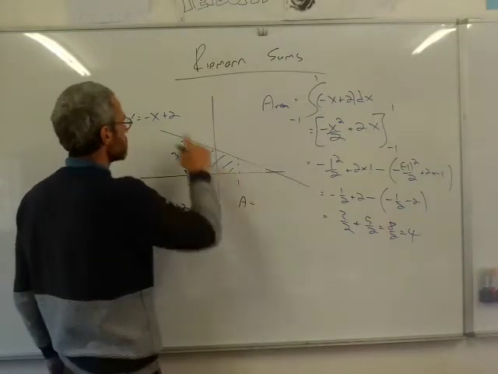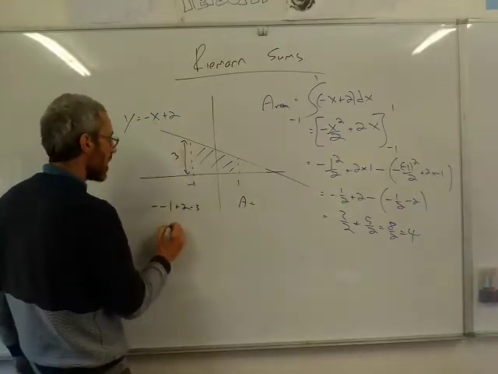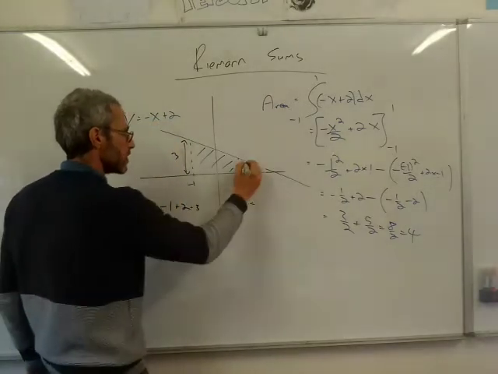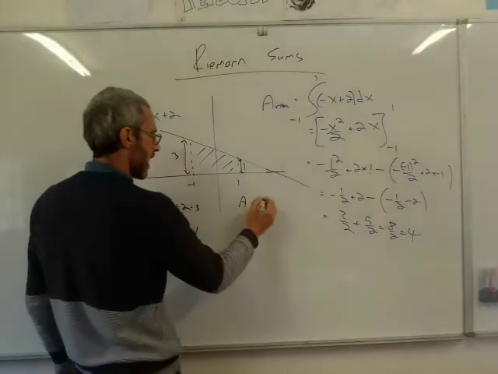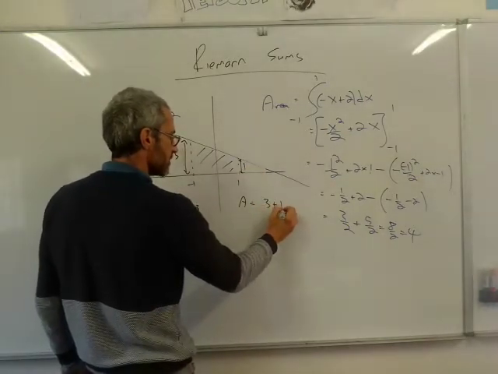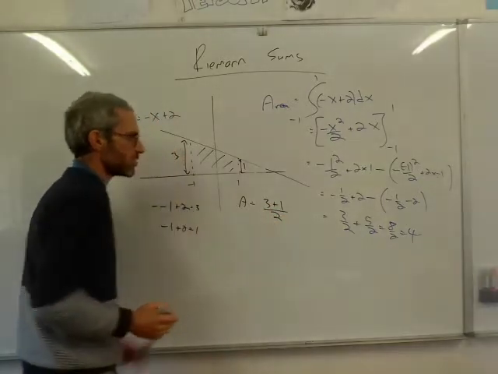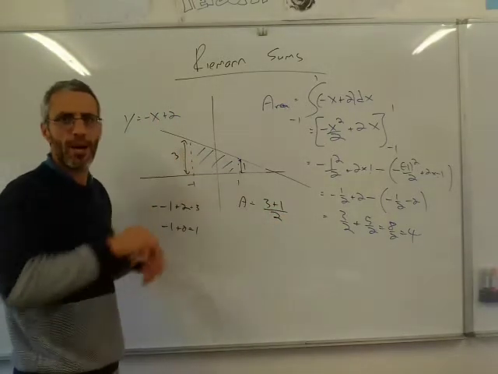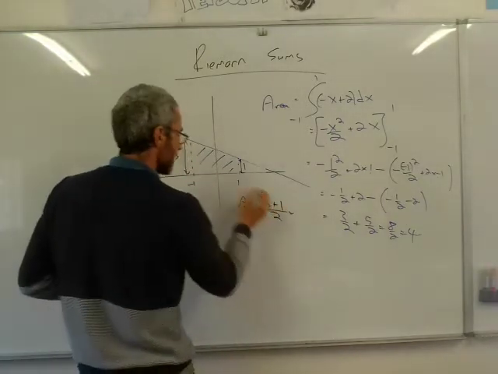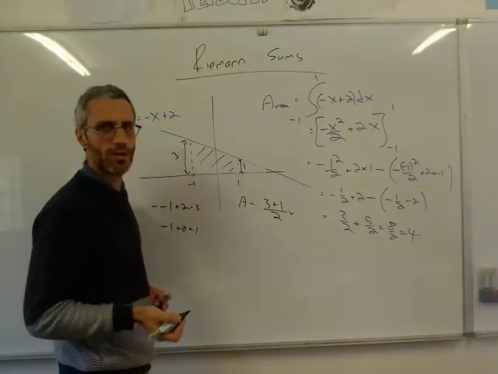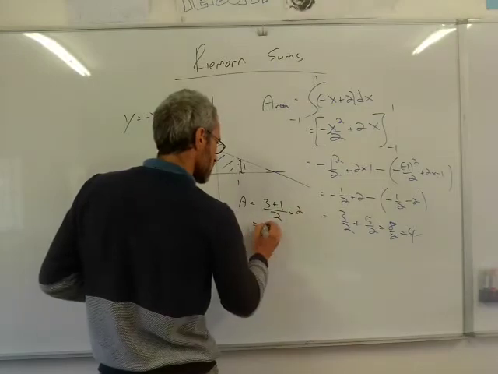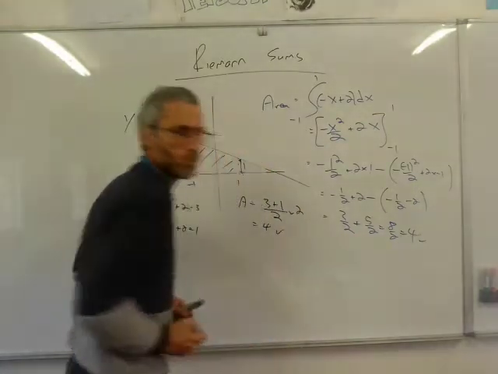I've got to do the same here. So now I'm going to substitute 1 here. So -1 plus 2 is equal to 1. So this base is 1. So I'm going to add the two bases, 3 plus 1, and divide by 2, because it's basically base plus base divided by 2 times the height. What is the height? The height is the distance between x equals -1 and 1, which is 2. So the answer is 4, and we got the same answer.